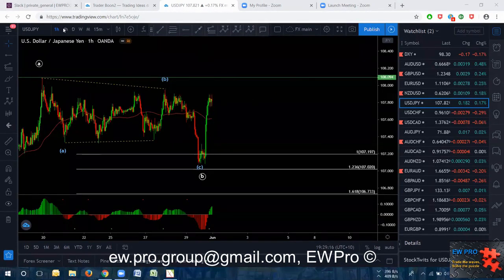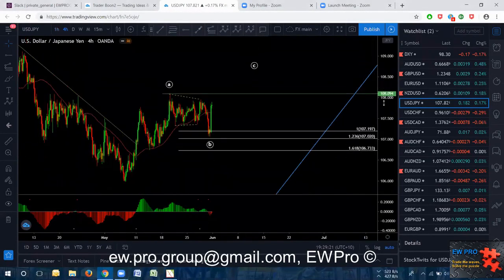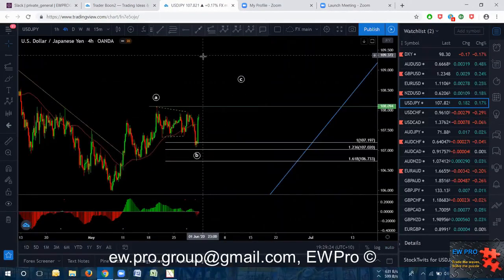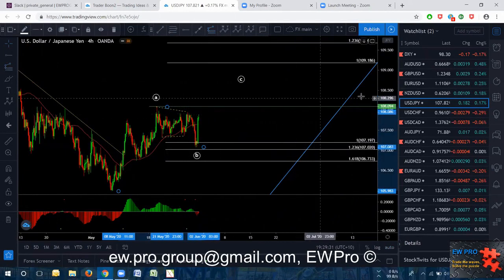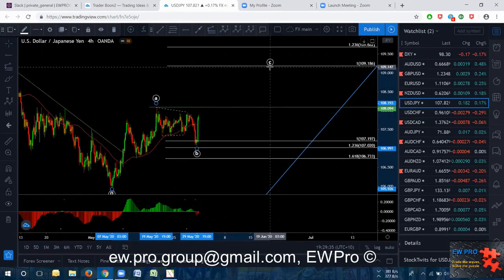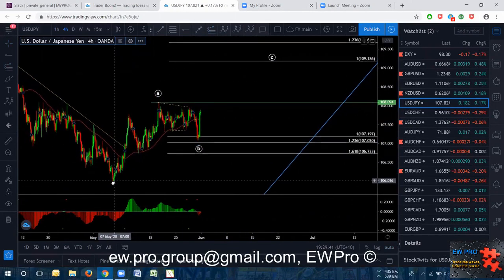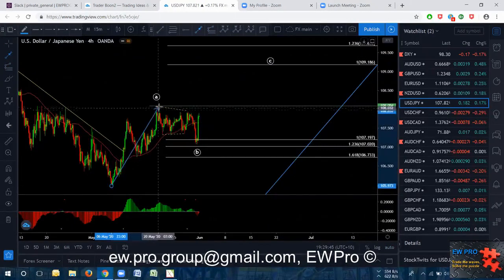Now, for the target, if we get a target, there is quite a bit of room up on this 109.18 area. You know, we can look to sort of aim at that area.